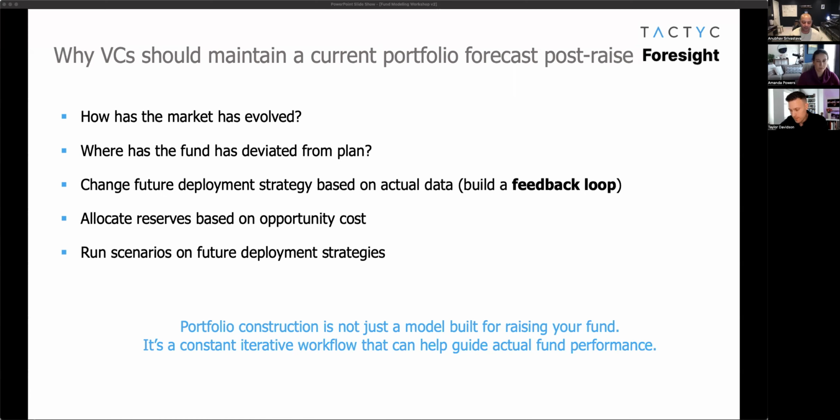We're in the midst of one right now. And so your construction strategy is 100% not going to be true in terms of what your actual fund deployment looks like. Maintaining a current forecast enables you to be nimble enough to change that strategy going forward. Now, the question is, what does that mean?